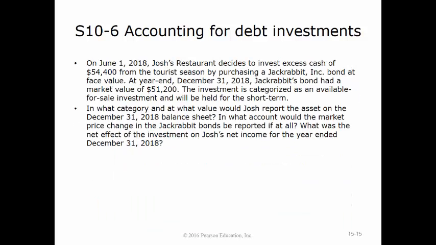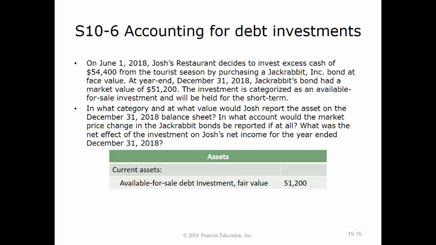Next, the problem asks, in what category and at what value would Josh report the asset on the December 31st, 2018 balance sheet? In what account would the market price change in the Jackrabbit bonds be reported, if at all? And what was the net effect of the investment on Josh's net income for the year ended December 31st, 2018? The investment in the Jackrabbit bonds would be reported at the fair value of $51,200 at December 31st. The investment would be reported in the current assets section of the balance sheet.